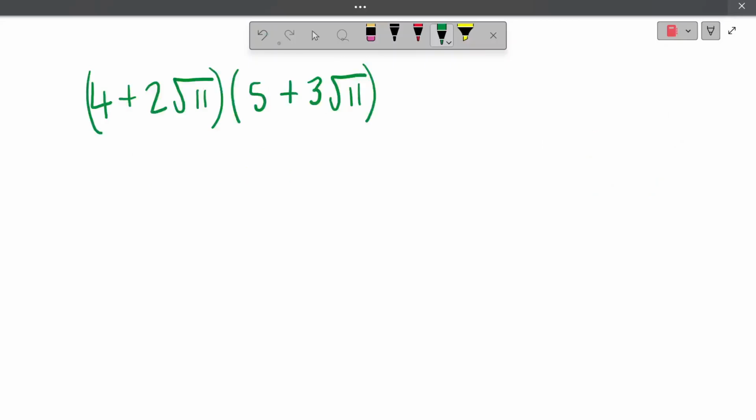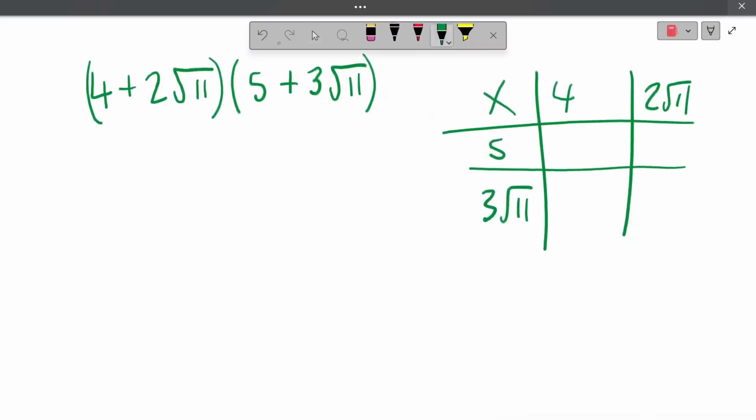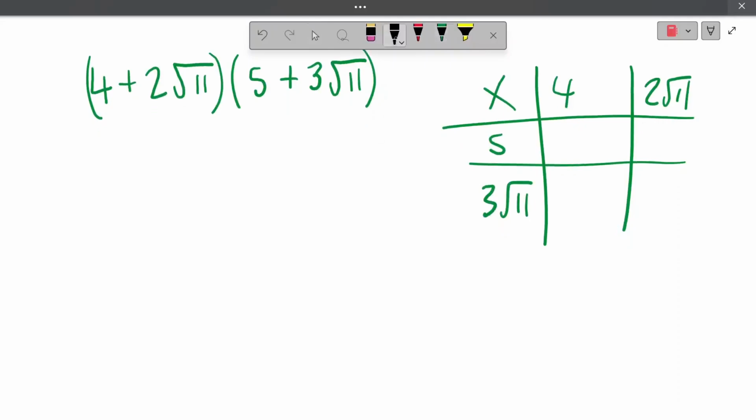So what about this one? Well, this is basically exactly the same, but with slightly more annoying numbers. So we're going to have 4, 2 square root 11, and 5 and 3 square root 11. We're going to start in this one. 4 times 5 is 20. 2 times 5 is 10 square root 11. 4 times 3 is 12 root 11.